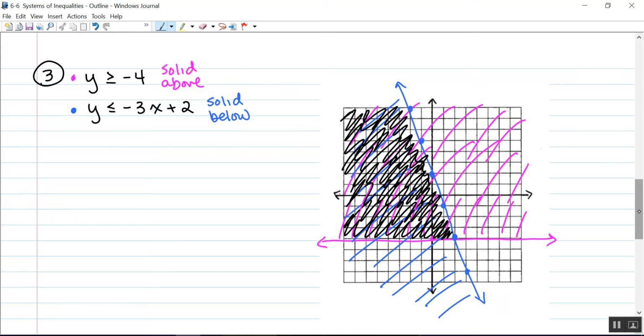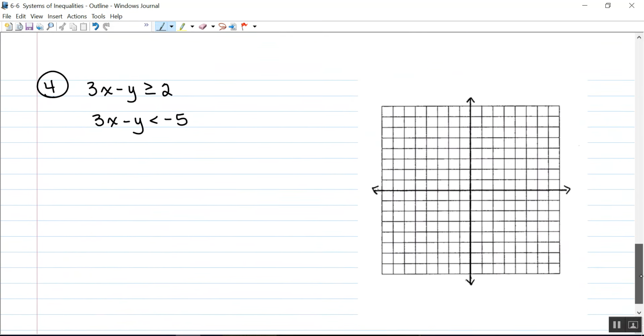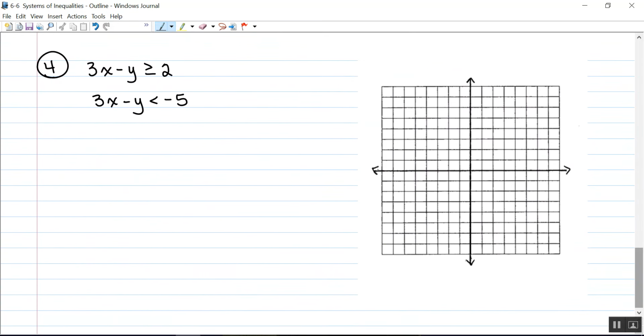And then let's take a look at our last example here. 3x minus y is greater than or equal to 2, and 3x minus y is less than negative 5. I'm going to rewrite each one of these in slope-intercept form to make it a little easier to graph.